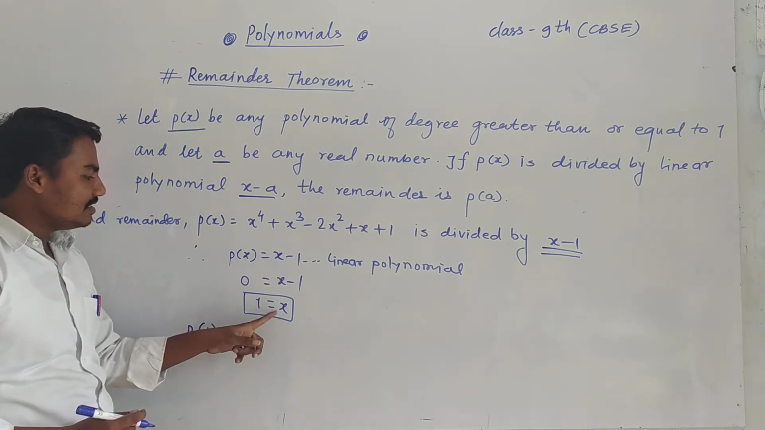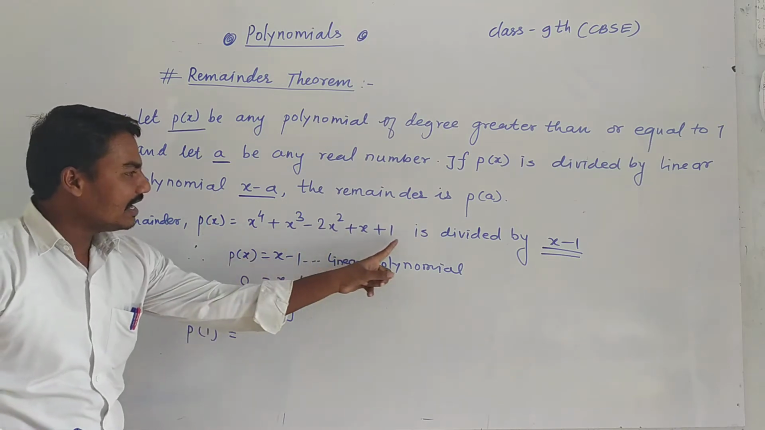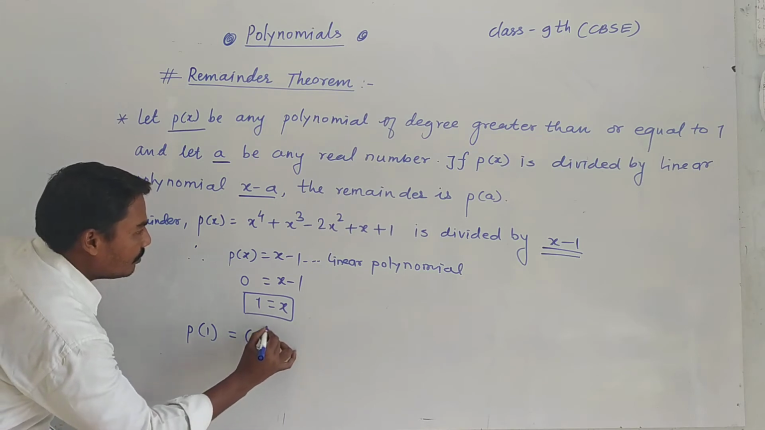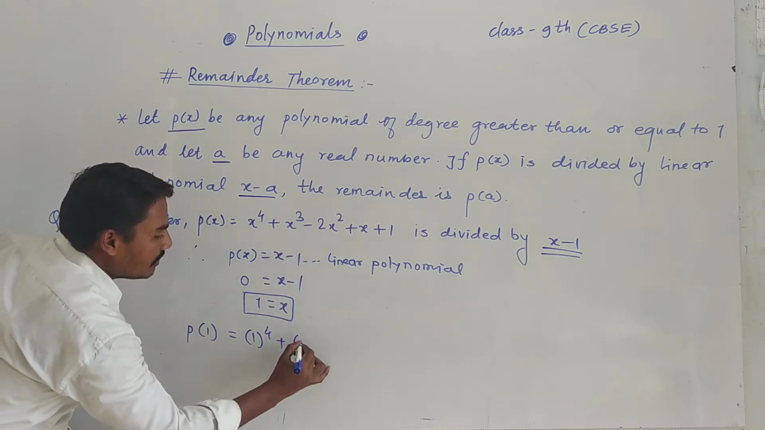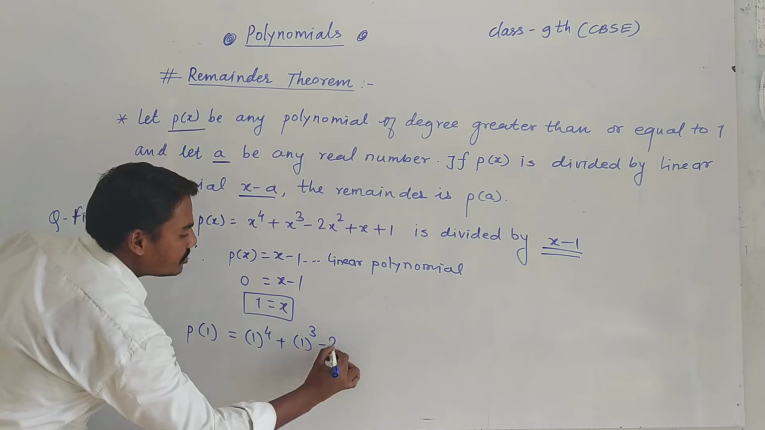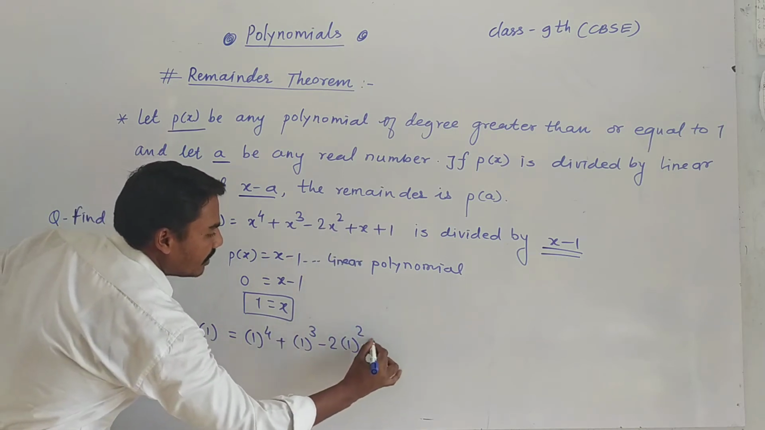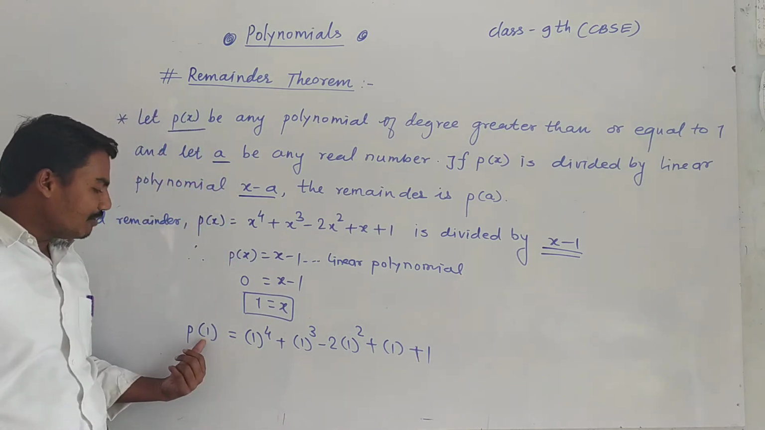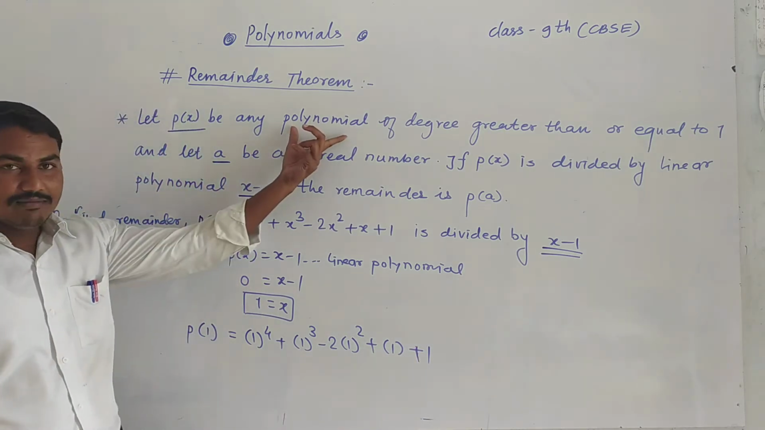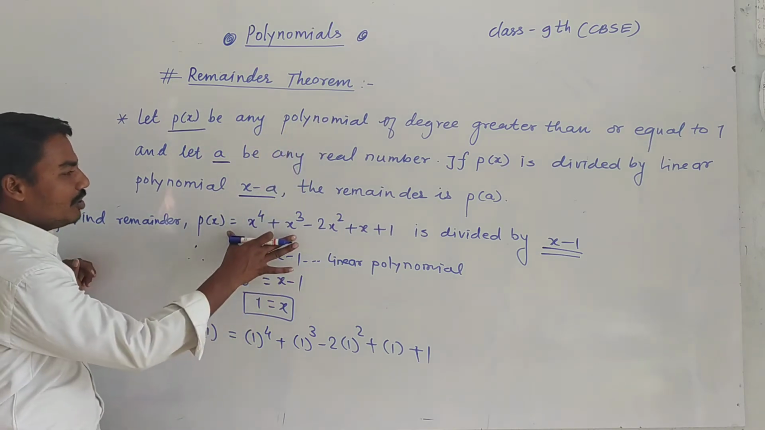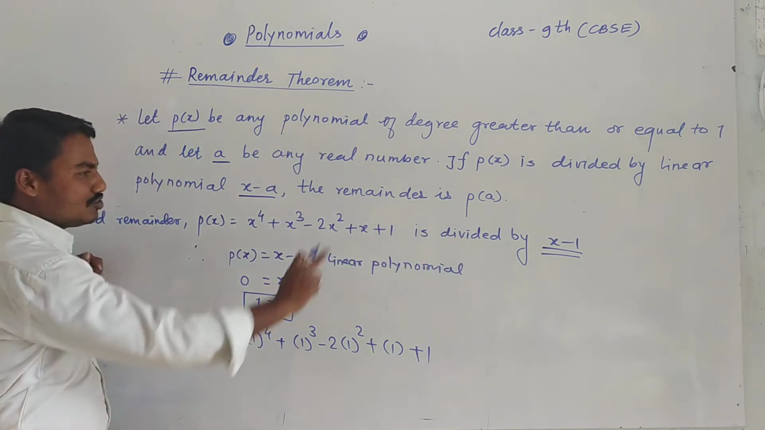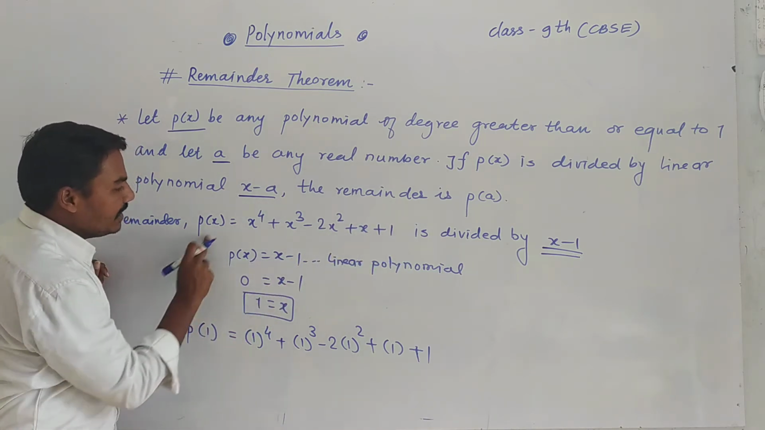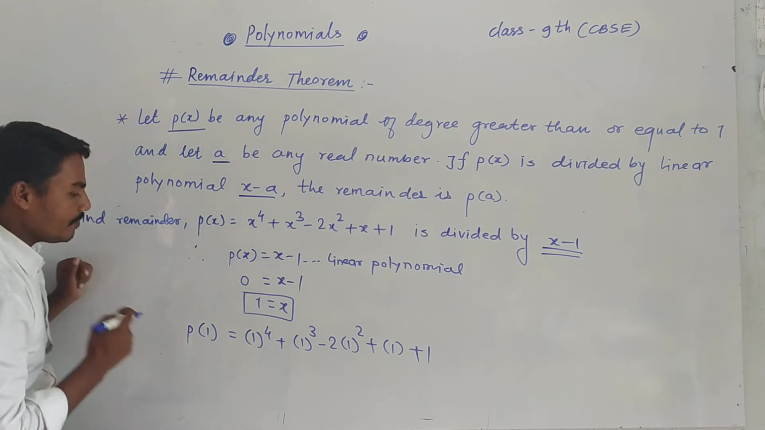So the value of x is 1. So here in place of x, 1 will come. So p of 1 is equal to 1 raised to 4, 1 cube, minus 2 into 1 square, plus 1, plus 1. So p of 1 is our remainder by the remainder theorem. First calculate the zero of the linear polynomial and put it in the original polynomial.